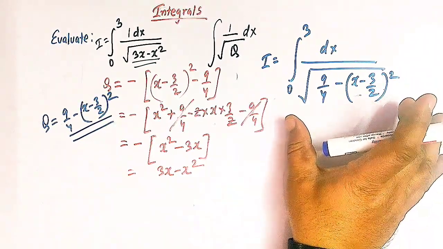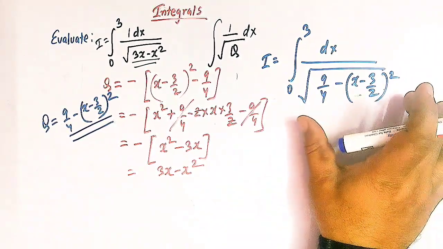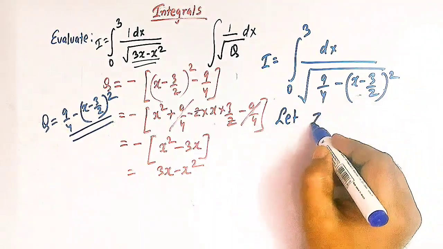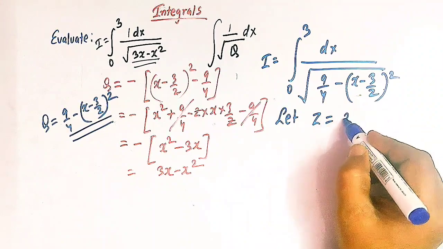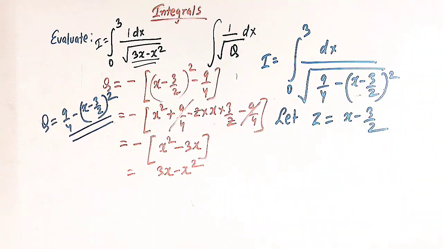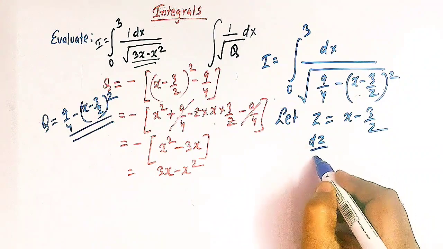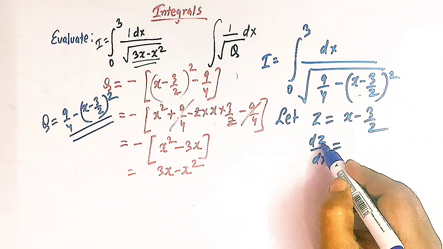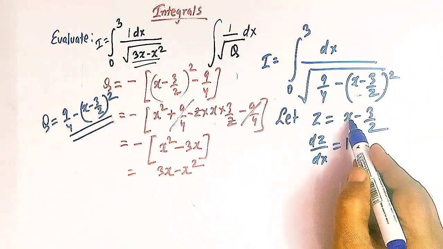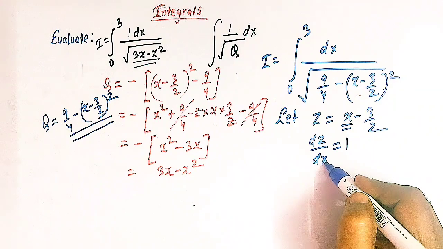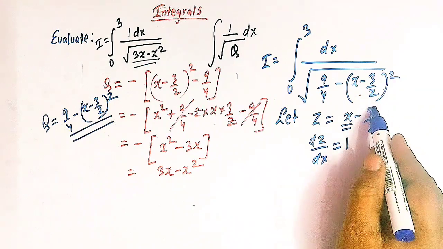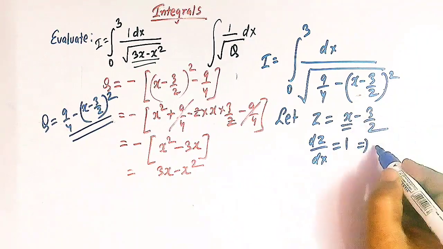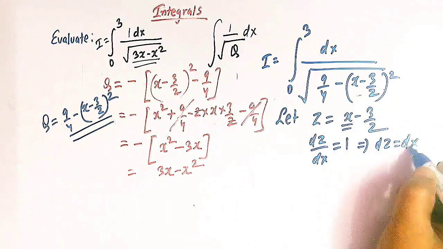So now to move further, we will make use of the method of substitution. Let us take a new variable z that is equal to x minus 3/2. Differentiating z with respect to x, we have dz/dx equal to 1, because the derivative of x with respect to x is 1, and the derivative of 3/2, being a constant, is 0, right? So we have dz equal to dx.